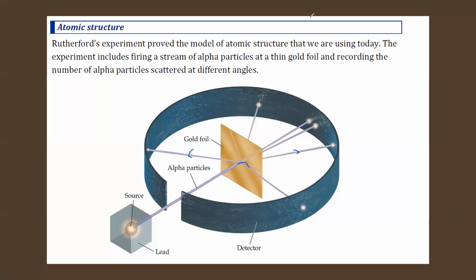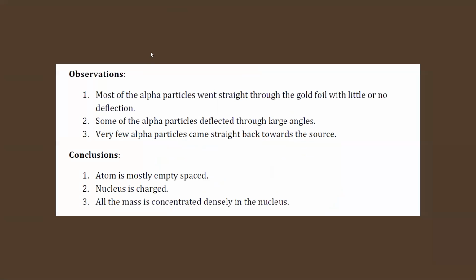So what is the conclusion of his experiment? What did he conclude from his observation? He observed that most of the alpha particles went straight through. A few of them deflected, some of the alpha particles deflected through a large angle, and a few of the alpha particles came straight back towards the source.